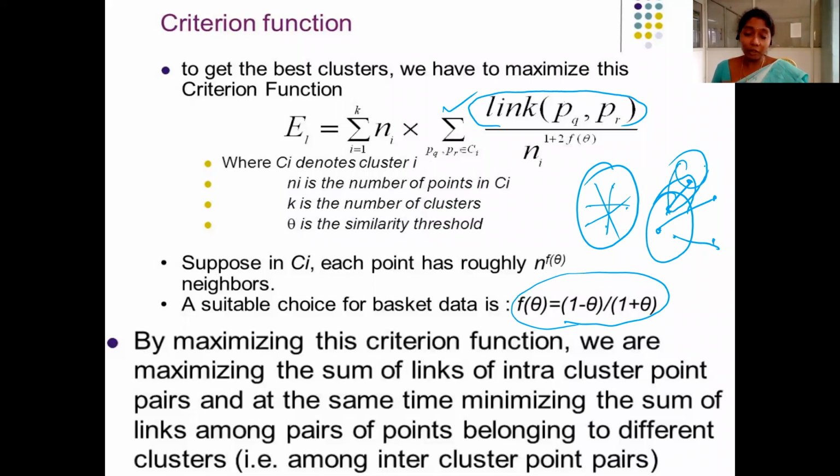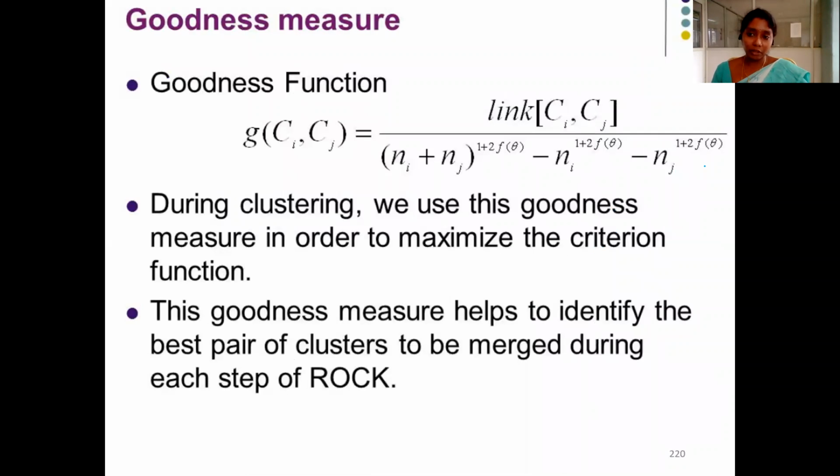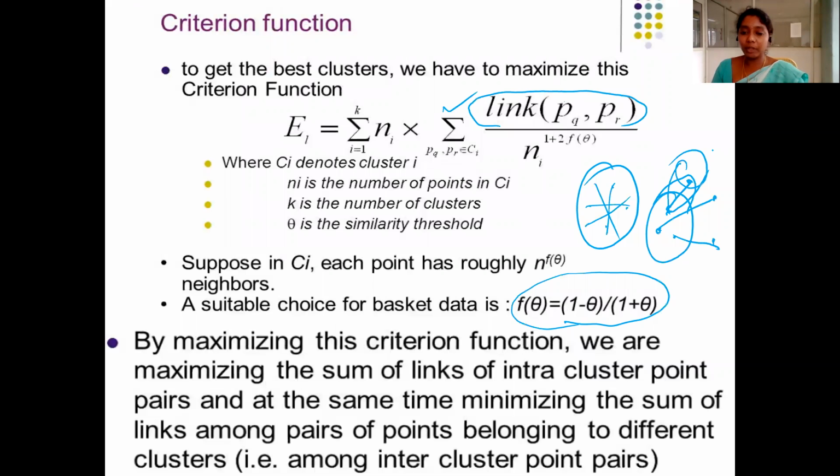But there is no link between the clusters. Intra-cluster links should be there, but inter-cluster links should be reduced. That can be done by maximizing this criterion function. So here is a goodness measure, which we have already discussed in slide 1 of this ROC algorithm. During clustering, we use this goodness measure in order to maximize the criterion function. So this goodness measure helps to identify the best pair of clusters to be merged during each step of the ROC algorithm, where this value we have already taken from here.